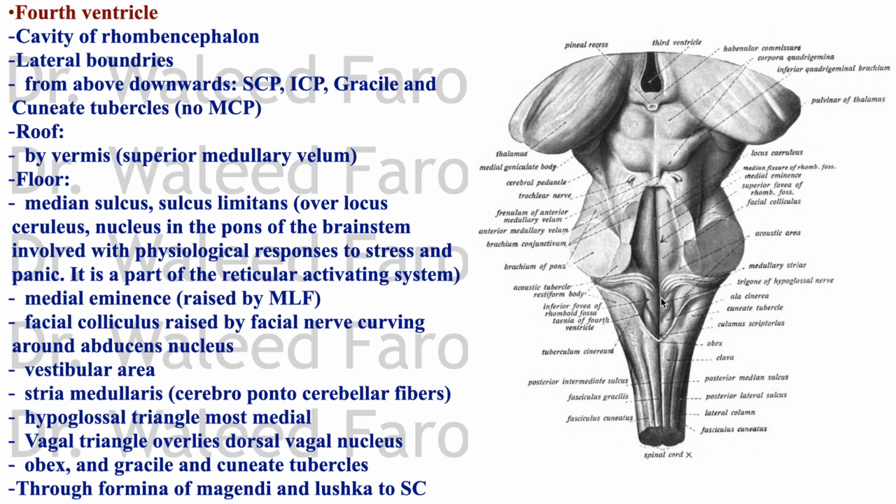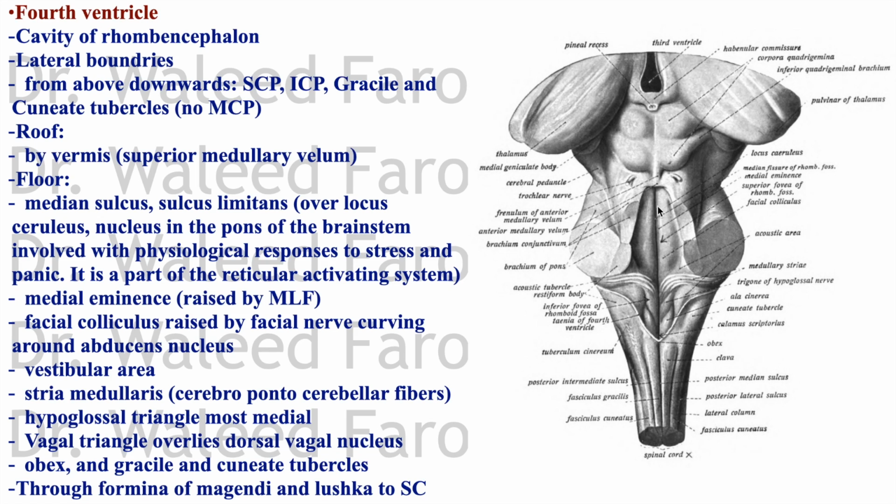It's the cavity of the rhombencephalon. The lateral boundaries, you can say from above downwards, are the superior cerebellar peduncle, then the inferior cerebellar peduncle. The middle cerebellar peduncle, by the way, is not a boundary. Superior cerebellar peduncle, inferior cerebellar peduncle, gracile and cuneate tubercles raised by the gracile and cuneate nuclei. The roof is removed here; it's the superior medullary velum of the cerebellum.